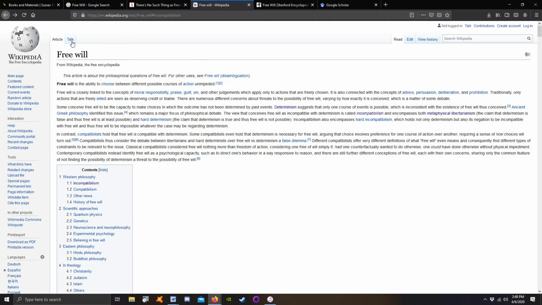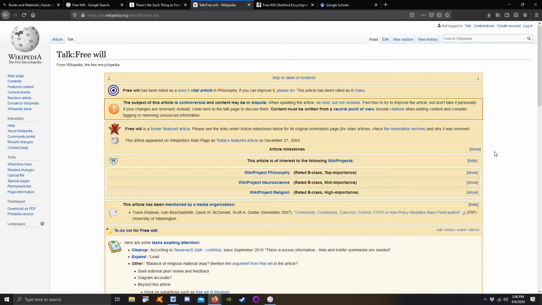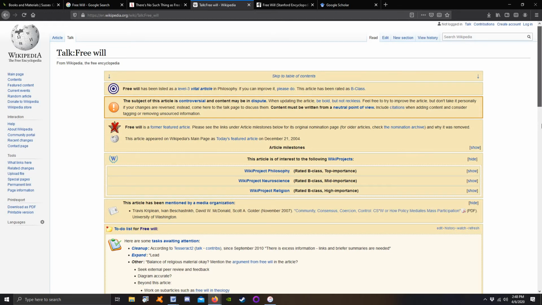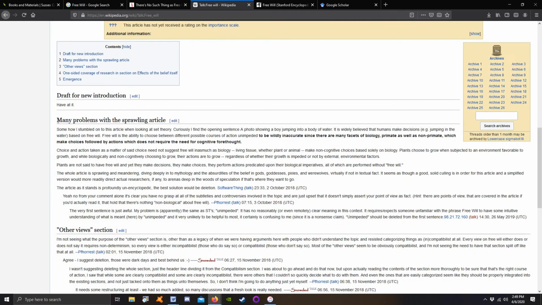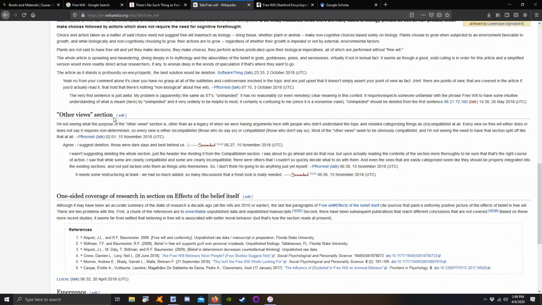But Wikipedia is rigorously vetted by all of the randos. Like, go to any talk section on Wikipedia, and you will see the debate that people are having about the article. Here are the problems with the article. Here are, maybe we should have a new introduction.